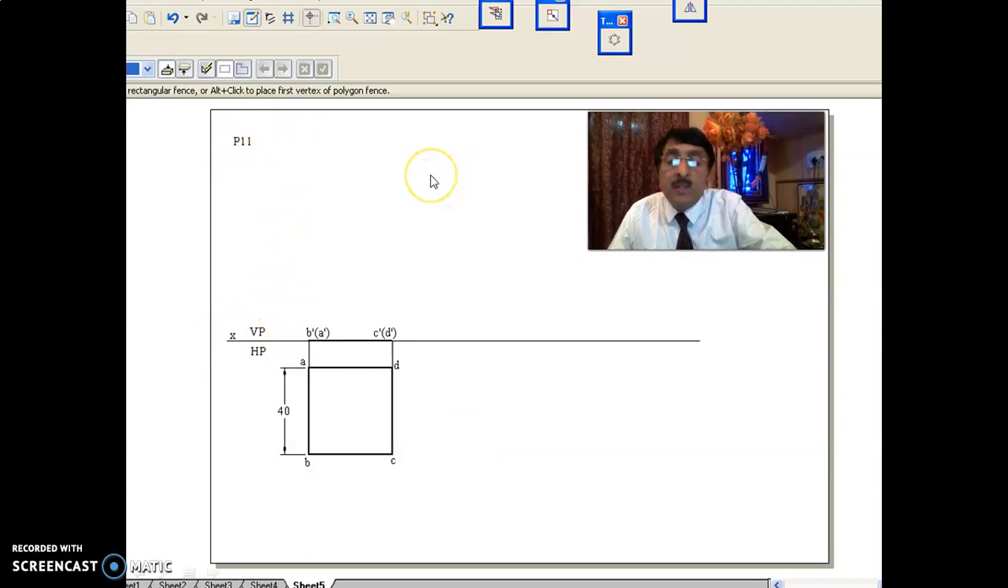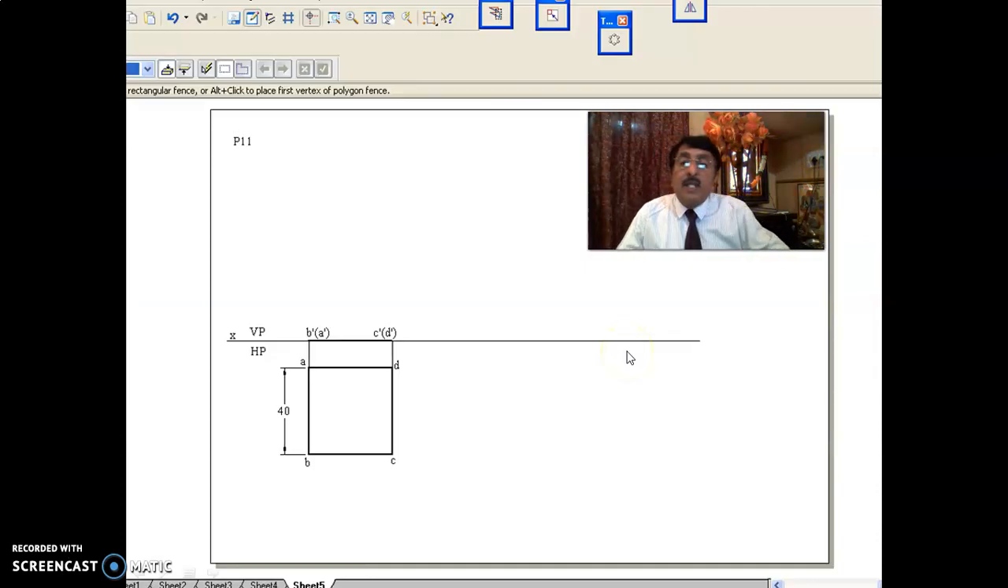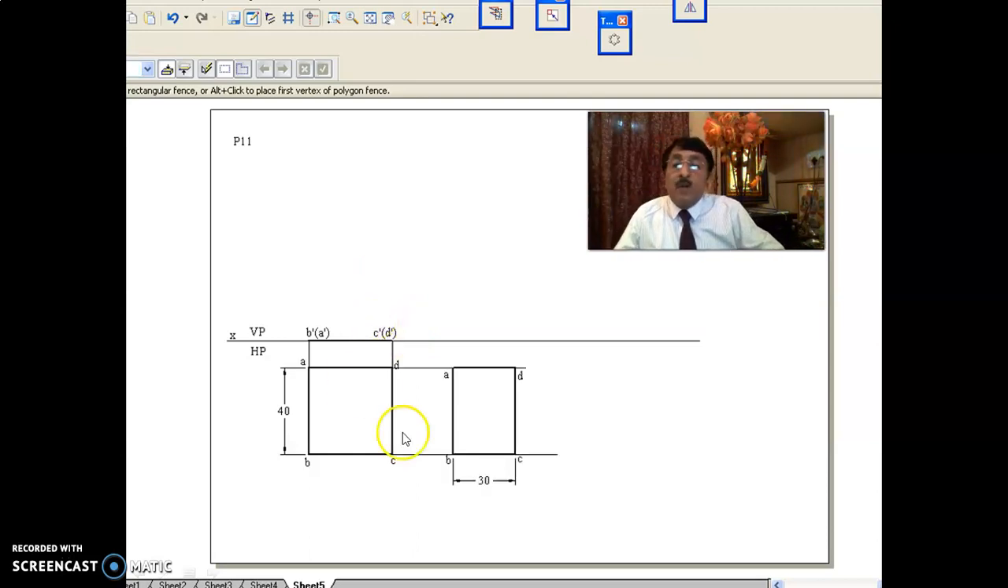Now, if you see the problem here, square lamina has an edge on HP and rotate it about this side till it appears as a rectangle 40 by 30 in the top view. Now you see here, when you start tilting this, AB and CD will not change in true length because they are parallel to HP. This is lying on HP only. But AD and BC go on reducing in length. What is given is, you tilt it in such a way that your top view should be a 40 by 30 rectangle.